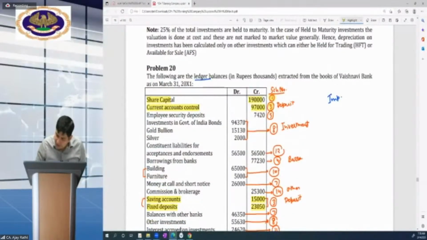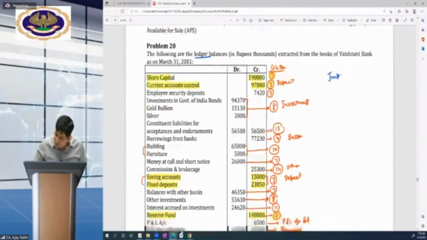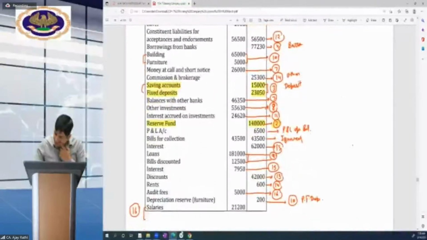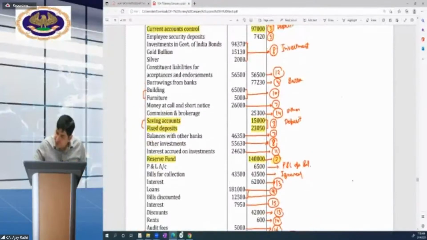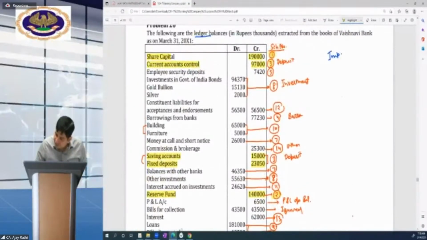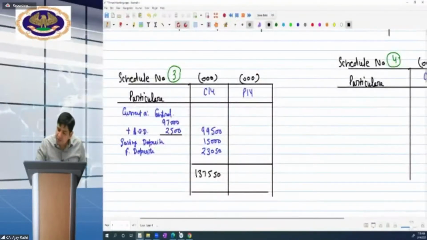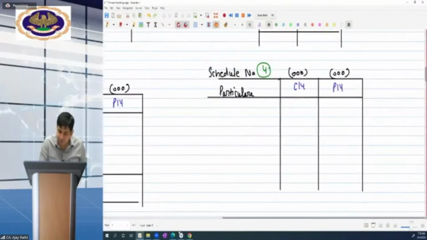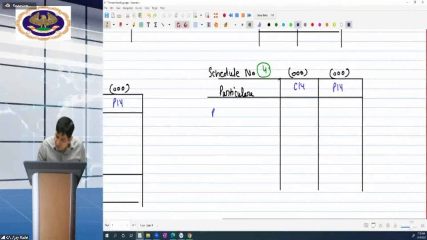But after that, schedule number 3, we are moving to schedule number 4. Schedule number 3 has been done. Now we are moving to schedule number 4. Yes, schedule number 4 is this one. Only one figure is there. Schedule number 4. Borrowings.